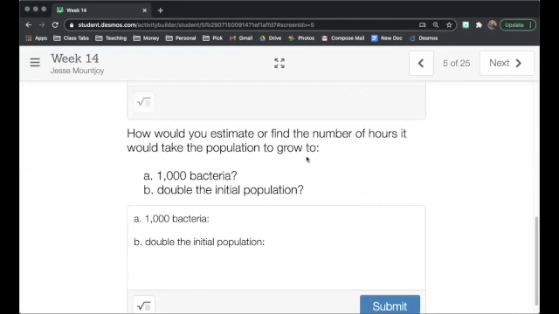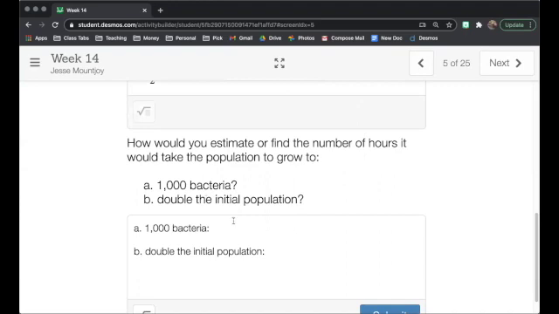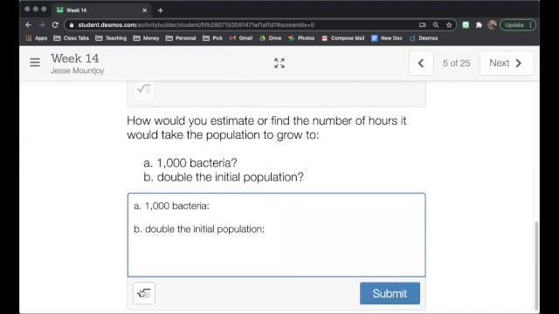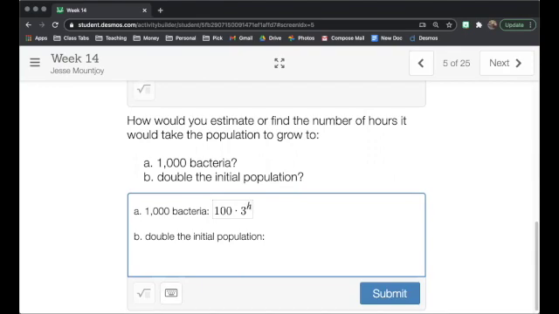Well, on this one, they gave us the population. They want to know what the hours are. So this is a little bit more difficult. So for 1,000 bacteria, this is what we're going to end up having. This is what we know. We know that we started with 100 bacteria and that our growth factor is 3, but we don't know the time. We do know that we want to know when it is equal to 1,000. So when is the population equal to 1,000?